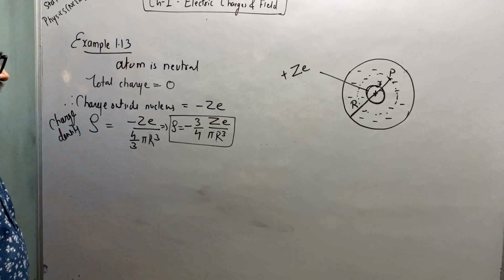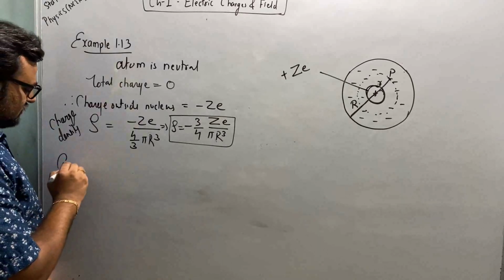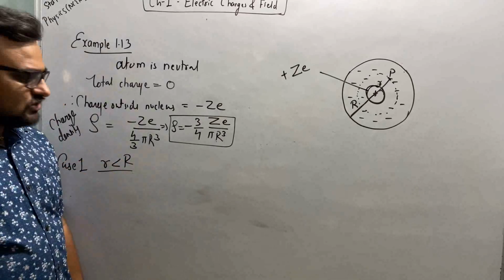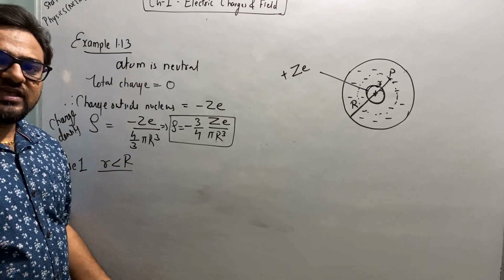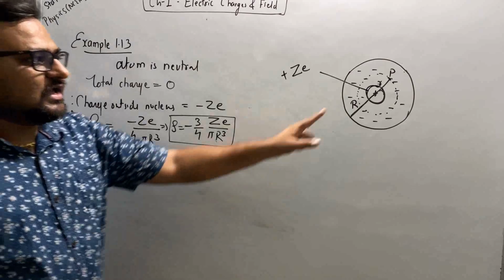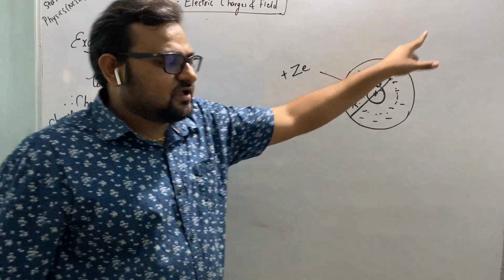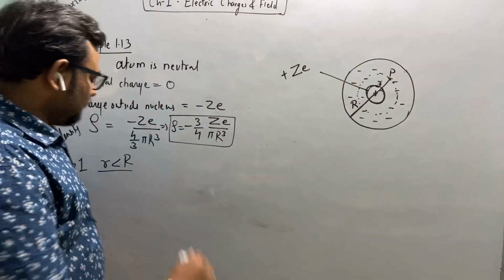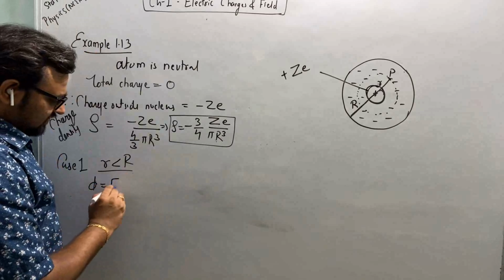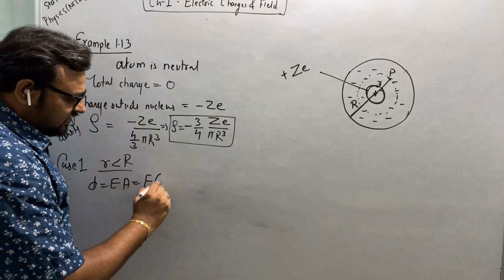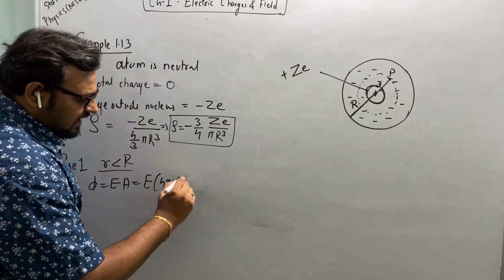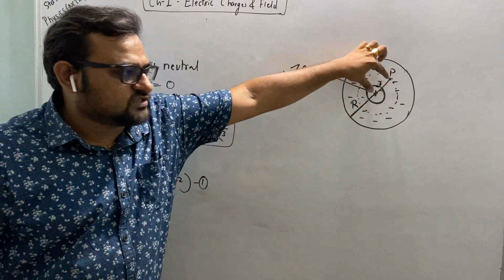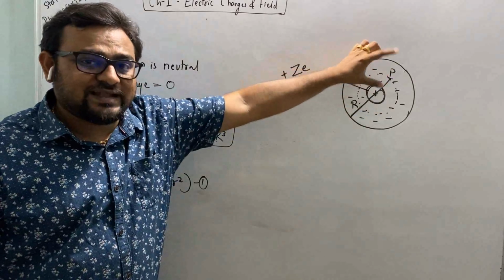Case 1, r is less than R. Now what is the formula for electric flux? EA cos theta. Here the electric field will be in this direction and the area is also in this direction, so the angle is 0. So flux will be equal to EA, and that is equal to E into 4 pi r square. This is the radius of the spherical surface that we had taken. Let's call this 1.